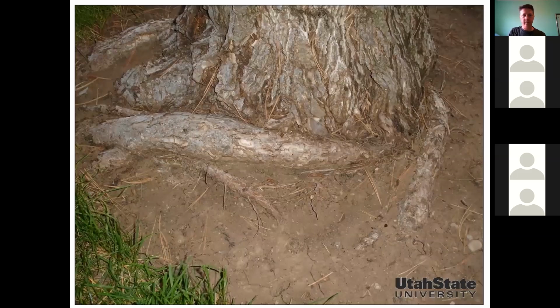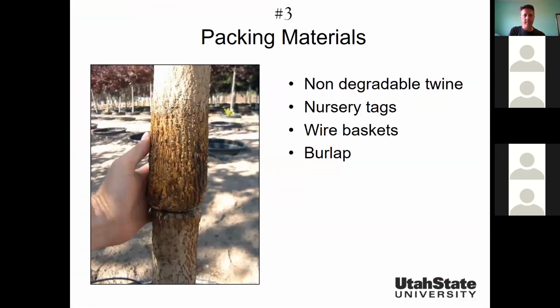So here's another tree where we see these roots coming to the surface and then going around it and keeping the trunk from elongating or getting bigger in diameter. It's like leaving twine on too long. Packing materials is another big issue here. You can see this string was left on, so you see how the trunk is very swollen above it.